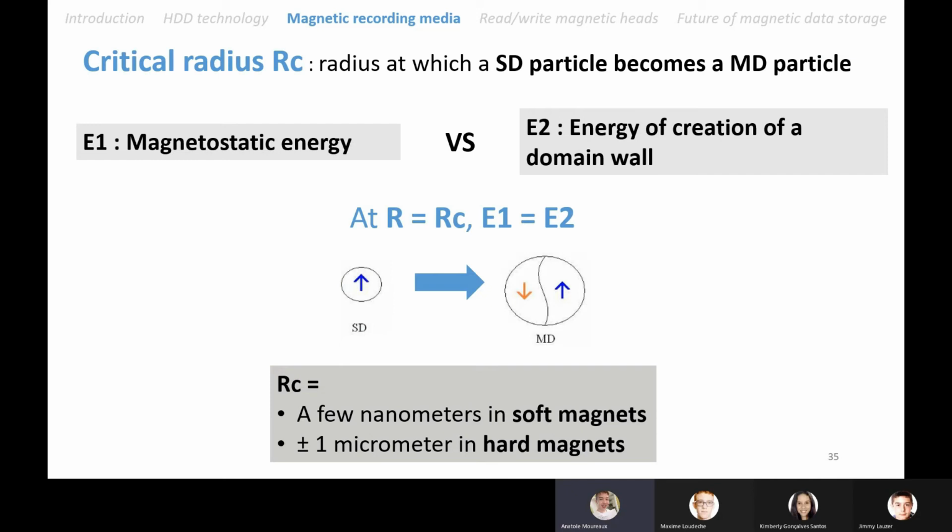It is possible to evaluate the critical radius at which a single domain particle becomes a multi-domain particle. Indeed, when the size of a single domain particle increases, its magnetostatic energy also increases. The particle will tend to become multi-domain by creating a new domain, to minimize the magnetostatic energy. However, the creation of a domain wall also costs energy. There is thus a competition between those two energies. When they are equal, the particle can become multi-domain.